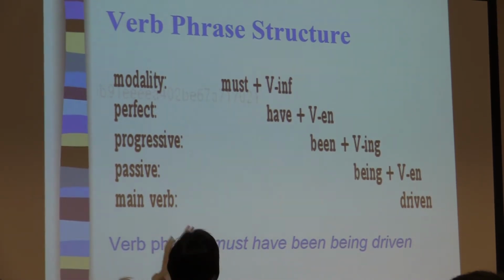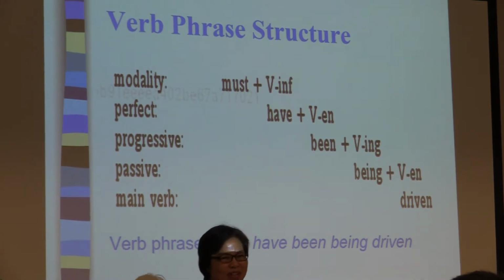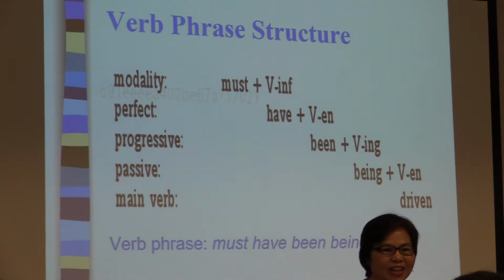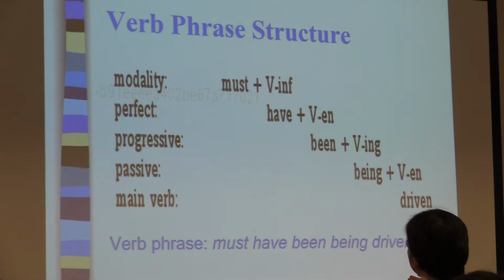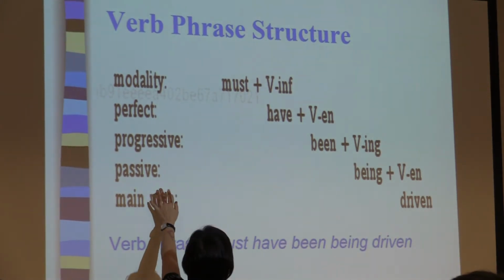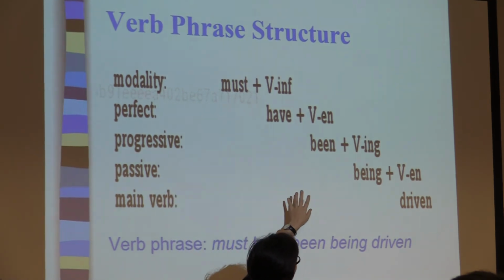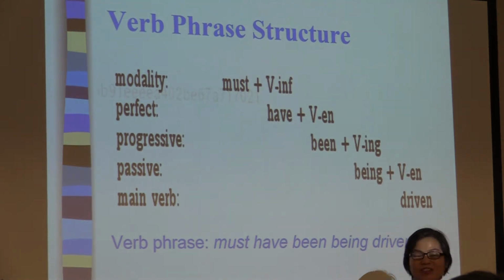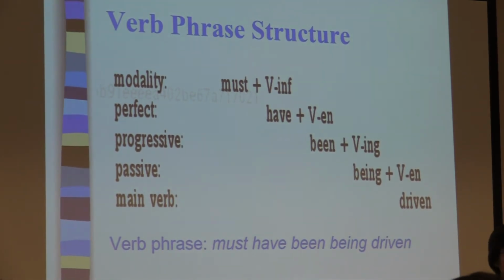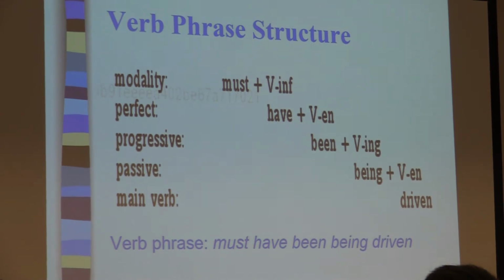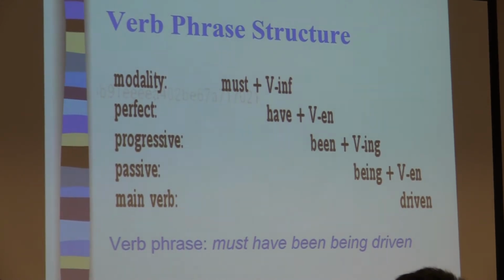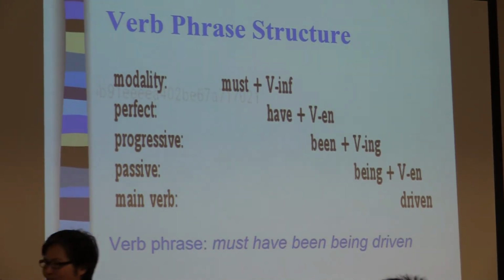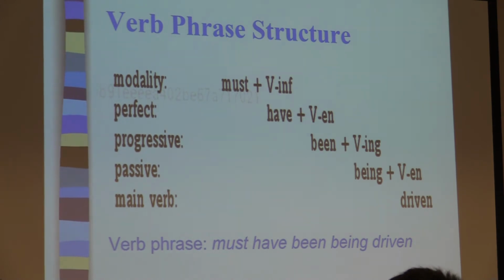going. And then passive, go can't be in the passive, so we have to change it to another verb. Maybe here, driven, passive. He must have been being driven up to somewhere. He must have been being driven to the police station. So they come in this order: modal, perfect, progressive, and then passive.